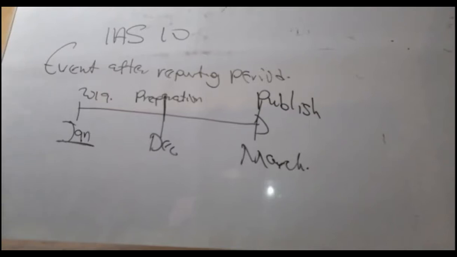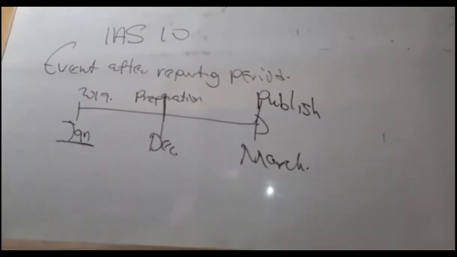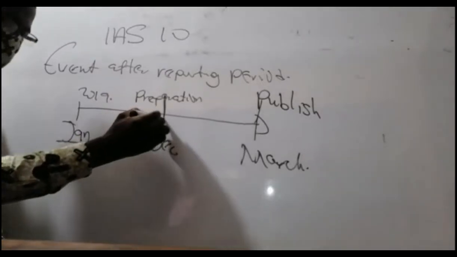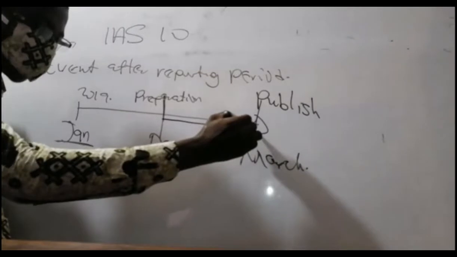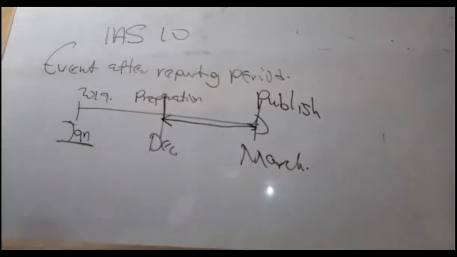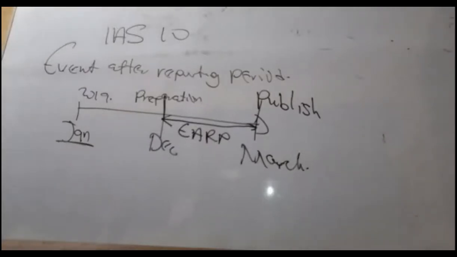that very day. Now, any transaction which occurs between these two dates is referred to as what? Events after the reporting period. So it must occur right after they prepare the financial statement, but just before they publish it. So between these two dates, they are called events after the reporting period.